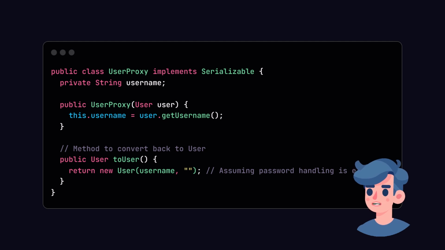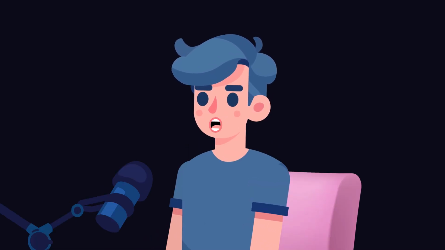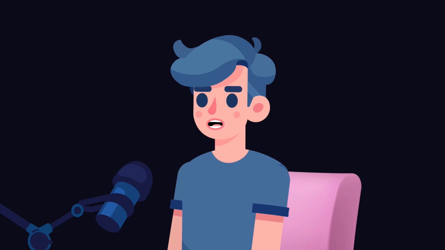Let's create a proxy for our User class. In the UserProxy, we only store the username and remove the password from the serialized object. This safeguards the sensitive data while allowing us to control the deserialization process.